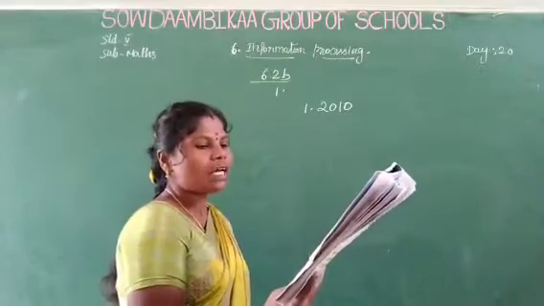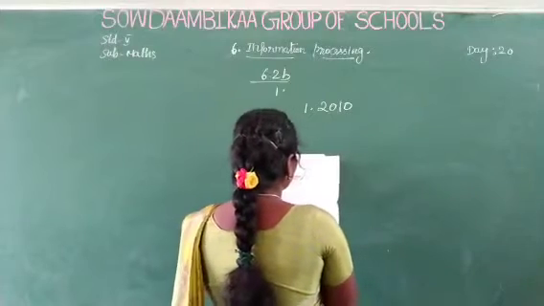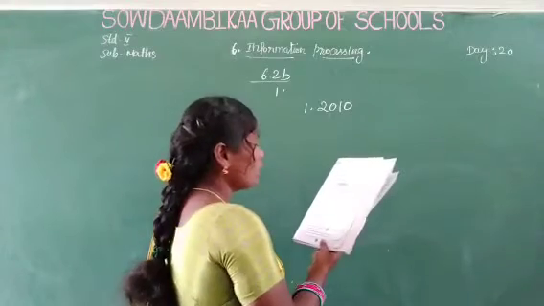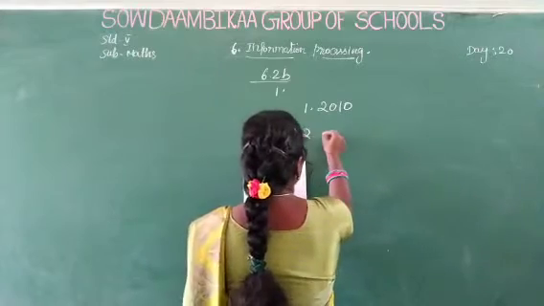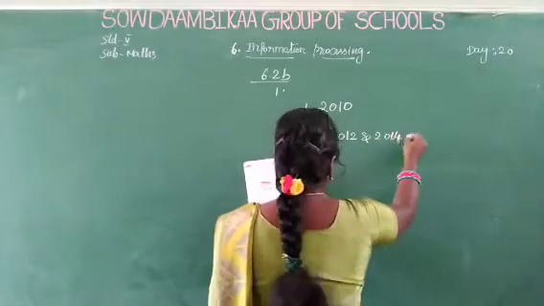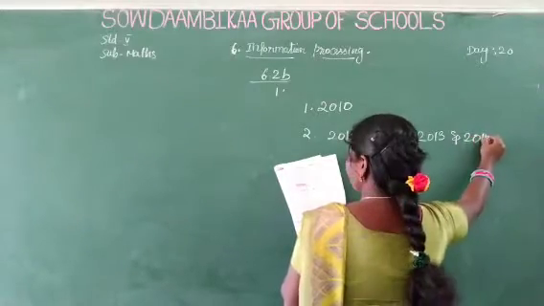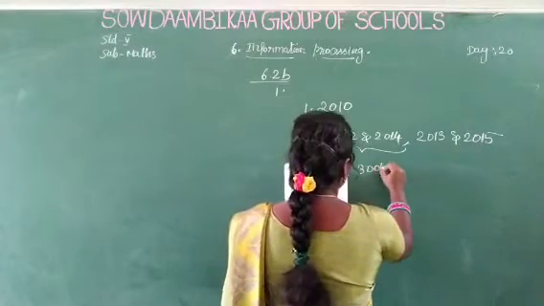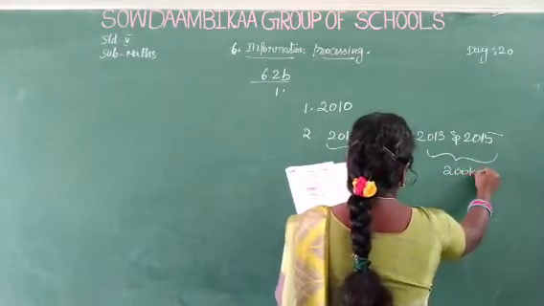Next, in which years was the paddy production equal? See the picture, 2012 and 2014, 300 kilograms. 2013 and 2015, 200 kilograms.